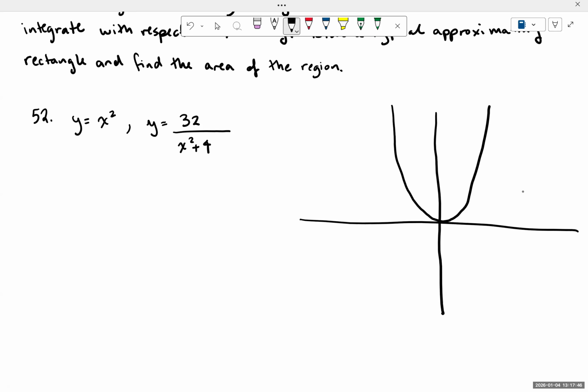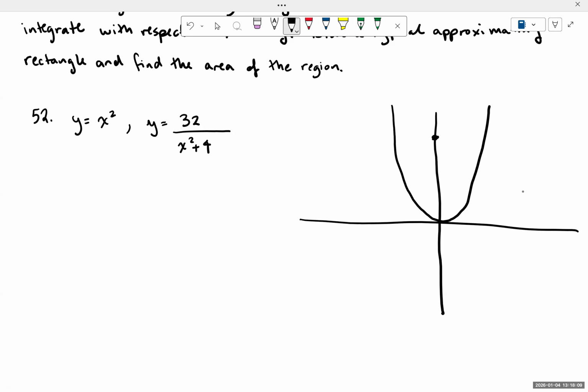But now what about this 32 over x squared plus 4? I don't expect you to know what that means and what it looks like, so I would expect you to use some kind of graphing tool to graph something like that. I'll show you real quick something that we can do. If I put in x equals 0, obviously I get 8, so I know that it's there.